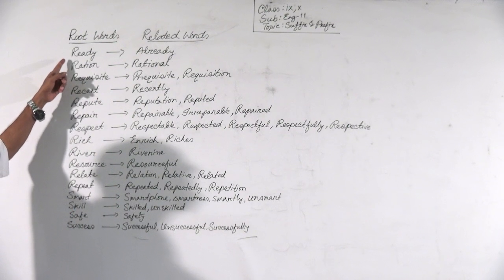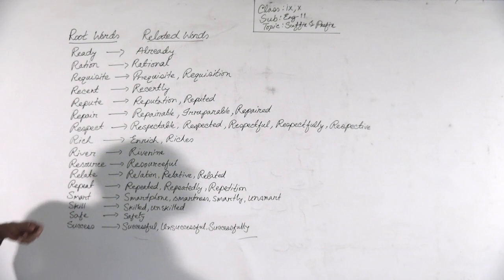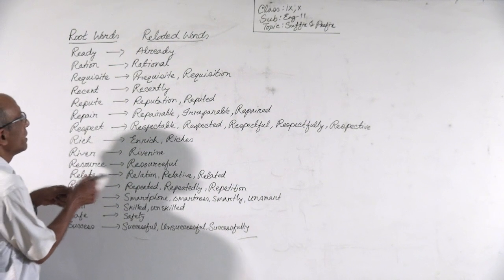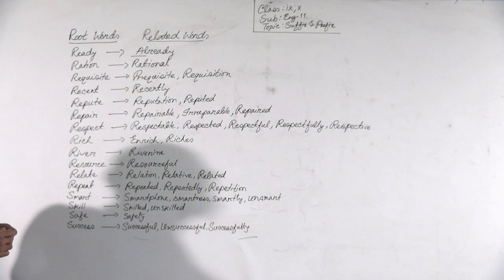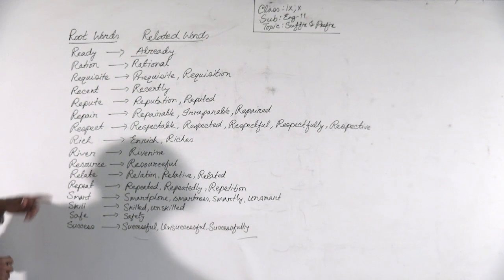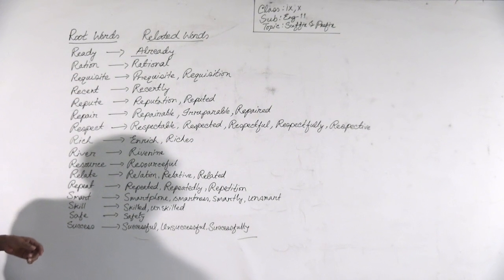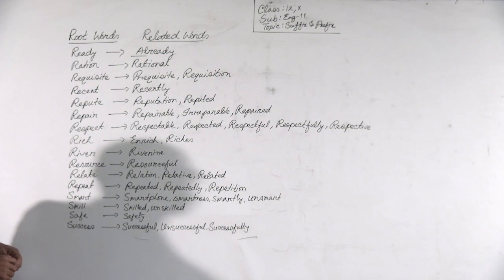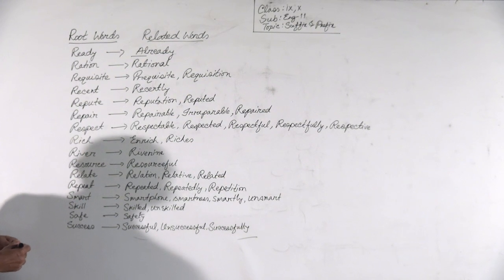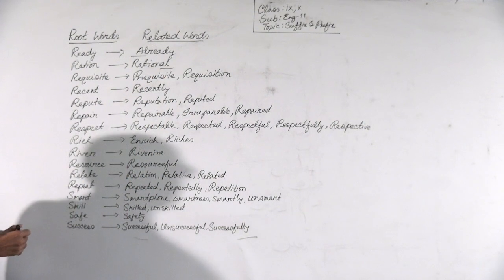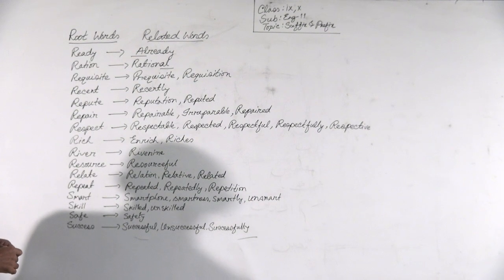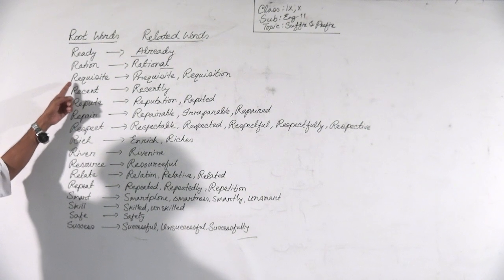At first, ready. Ready is an adjective. If we add the suffix "ed"... then it will be already. Already is an adverb. Okay. Then ration. Ration is a noun. If we add suffix "ed", then it will be rational. Rational is an adjective. Okay.